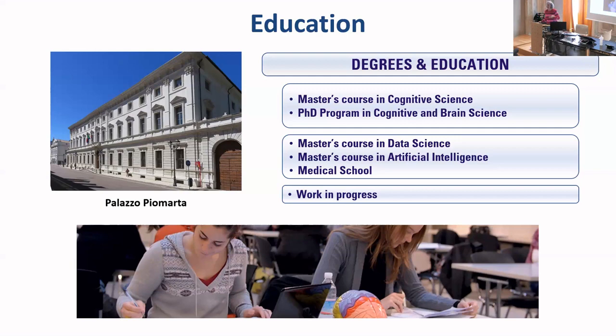But we are also taking part in different master programs that are organized across different departments, from which you can choose several courses. For instance, the data science and artificial intelligence courses, a master course in the medical school, and also other courses.